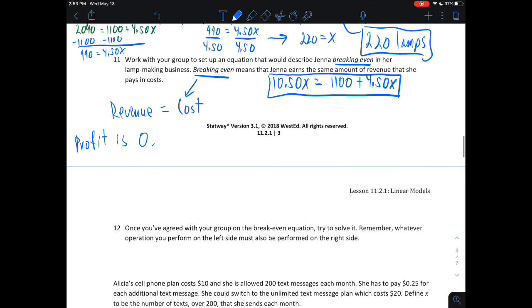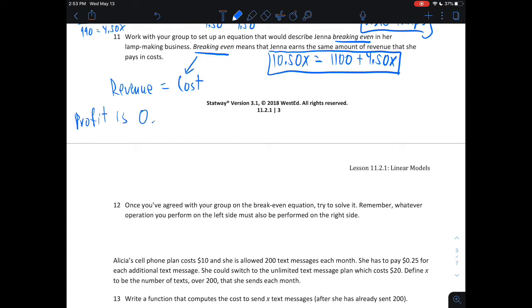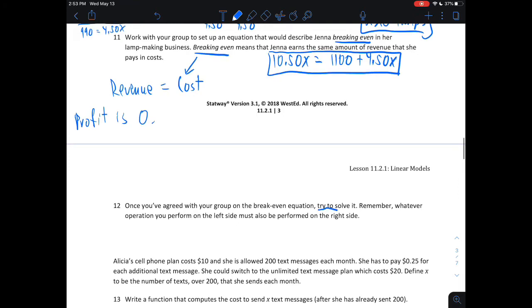So now if we go to the next page, number 12, once you've agreed with your group on the break-even equation, try to solve it. Remember, what operation you perform on the left side must also be performed on the right side. So you can also solve this using opposite operations. When they say try to solve it, that means we want x equal to some number, a number of lamps. So start with what we wrote down for number 11, 10.50x equals 1100 plus 4.50x.